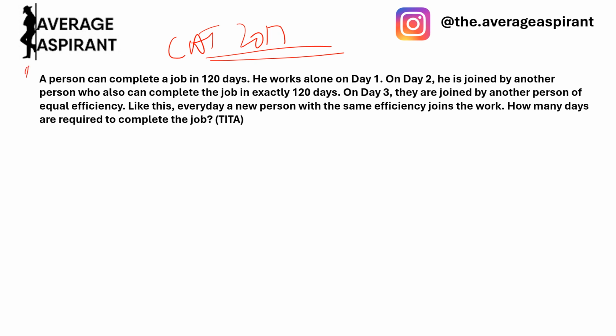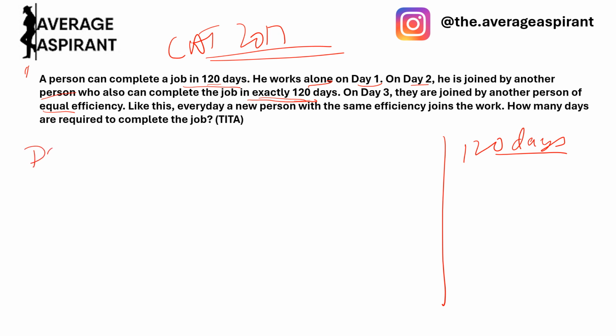A person can complete a job in 120 days. He works alone on day 1. On day 2 he is joined by another person who can complete the job in exactly 120 days. So the efficiency of both the persons is the same. On day 3 they are joined by another person of equal efficiency. Like this, every day a new person of the same efficiency joins the work.